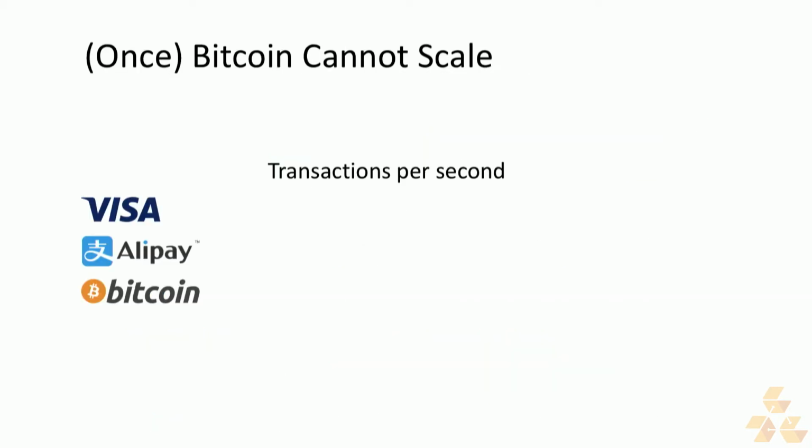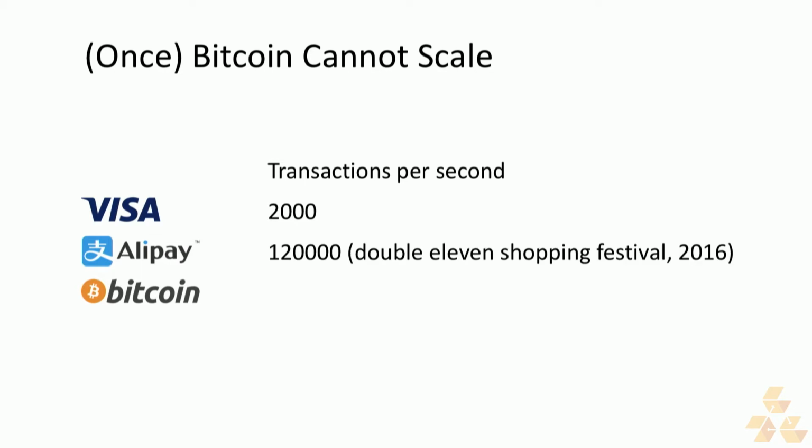However, there is a problem. Bitcoin cannot scale. Let's consider transactions per second, the most important metric in a payment system. In Visa, that number is 2,000. In Alipay, that number reaches 120,000. This record was created in the Double 11 Shopping Festival. In Bitcoin, that number is less than 4, because Bitcoin's mining protocol demands that one block is created every 10 minutes, and the block size cannot exceed 1 megabyte.